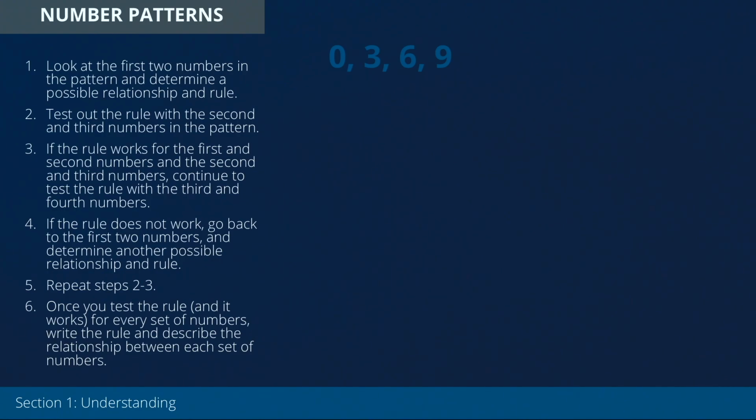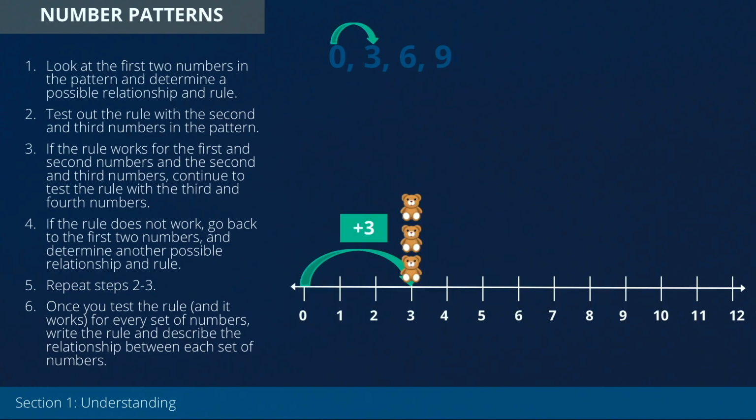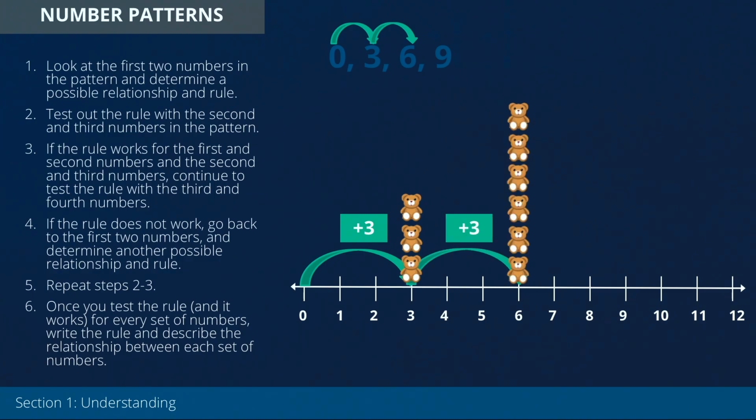And I'm going to look at the first 2 numbers in the pattern and determine if there might be a relationship and might be a possible rule. I could show this on my number line to show that moving from 0 to 3, I think I'm adding 3. That might be my rule. And there I could show my 3 as 3 on the number line, or I could visually show the 3 bears. Then I'm going to test out that rule of adding 3 with the next number between the second and third number. If I add 3, I move from 3 to 6. I could show 6 on my number line or the 6 bears.